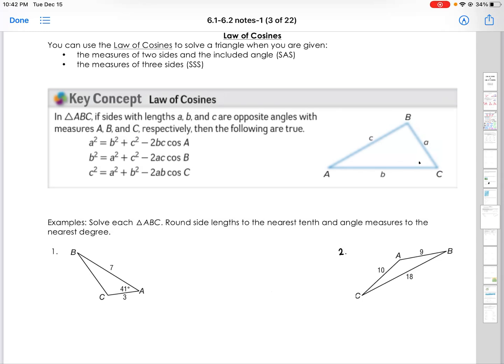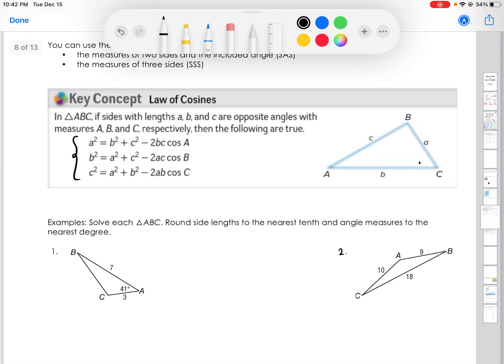Law of cosines. You can use the law of cosines to solve a triangle when you're given the measures of two sides and the included angle, or when you're given three sides. So we have these formulas here for the law of cosines, and they're basically the same, just depending on how you name your triangle. So we have that a squared, one of the sides, is equal to b squared plus c squared minus 2bc cosine of A.